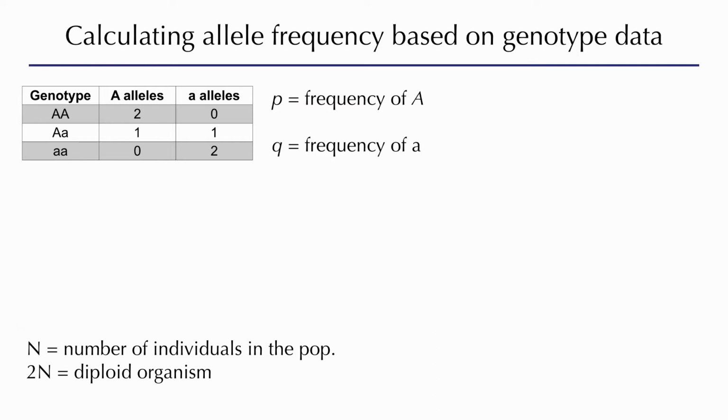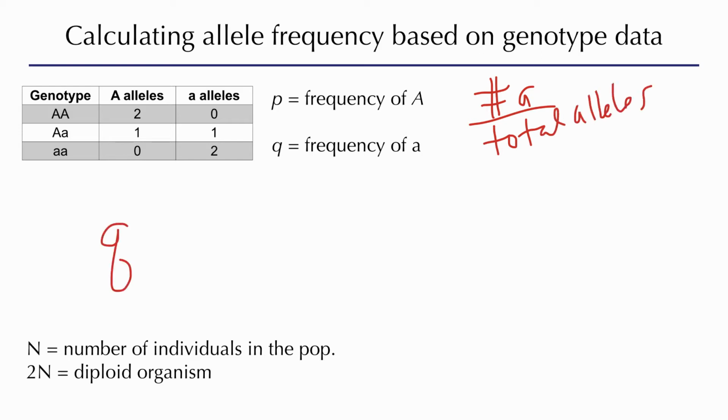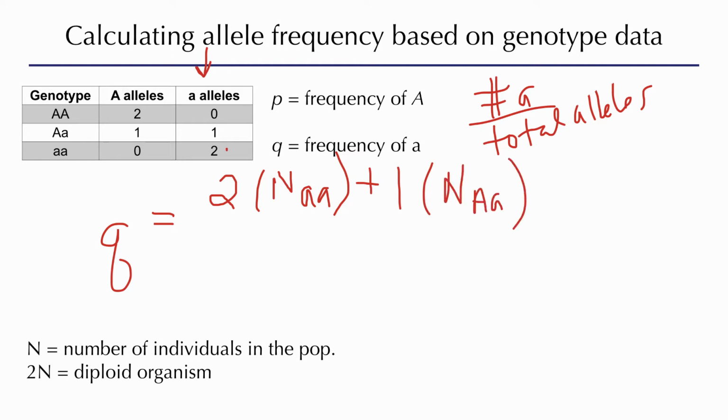So what about the frequency of little a? We designate that as a lowercase q, and it's the same thing: the number of little a's over the total number of alleles. The little a alleles come from 2 places. One place is the homozygous recessive, so 2 alleles for every homozygous recessive individual, plus 1 allele for every heterozygote, divided by 2 alleles for every single individual in the population, and that would give us our q.